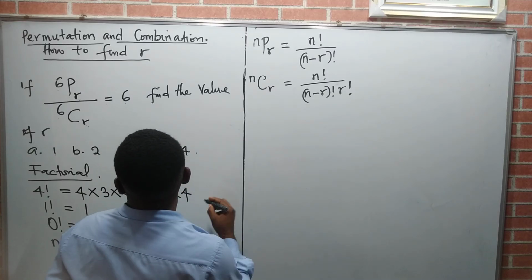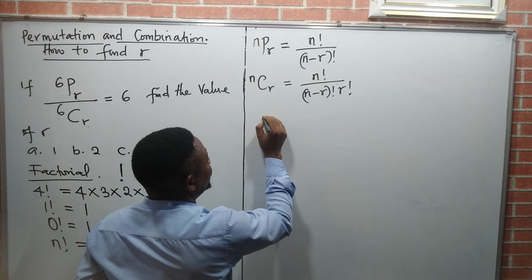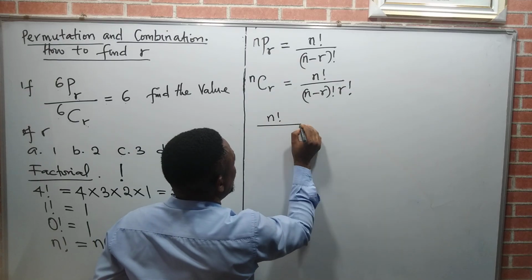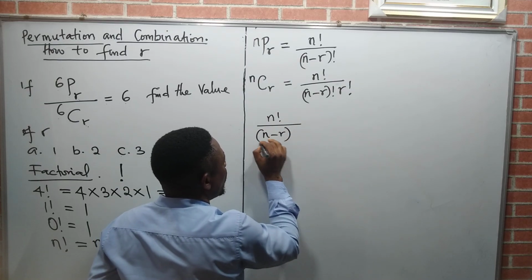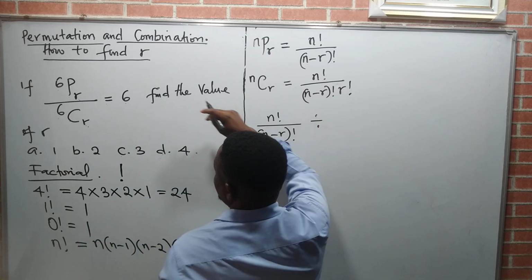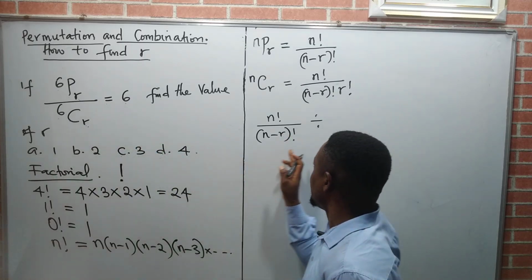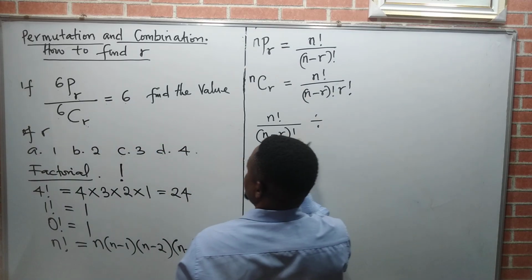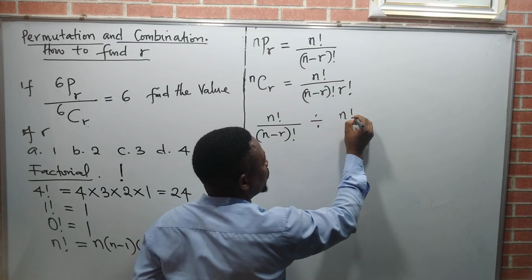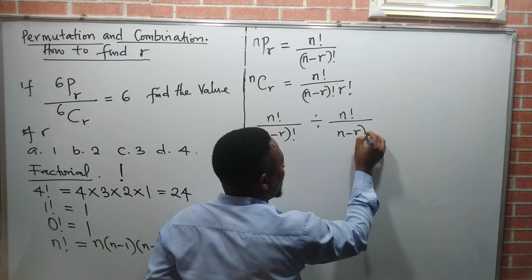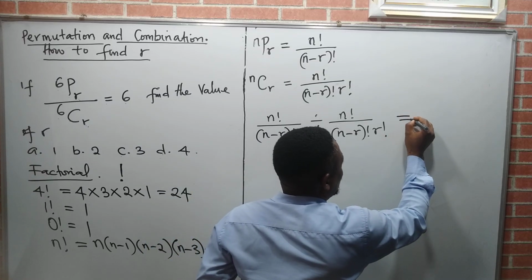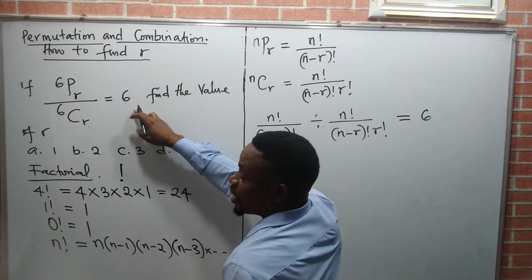I want you to watch. Now the question says, okay, we have permutation and combination. So what is permutation? N factorial all over n minus R, all factorial. That is for the first question. And all over means divide. Then I'll introduce my division. So next is combination. The formula is n factorial all over n minus R, all factorial, then R factorial. Everything should be equal to 6. That is from the question. Are you with me now?